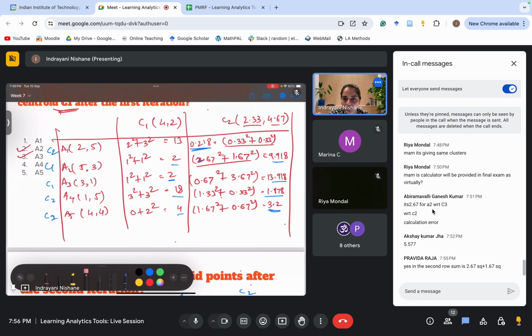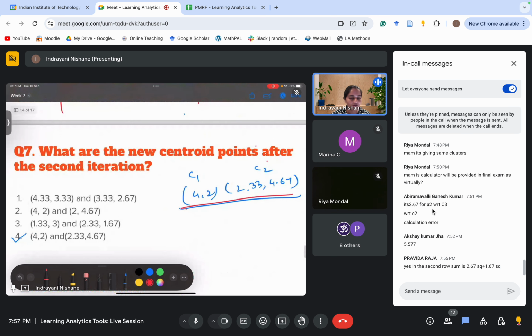Let me cross check once. Yeah, 0.67, 3.67, 1.33, and yes, others are correct. ठीक है. So after correcting this mistake also, we are getting the same distribution of clusters, no? Because this is less than this, so again it belongs to cluster 1 or C1. So these calculations are the same and the answer still remains option 4.